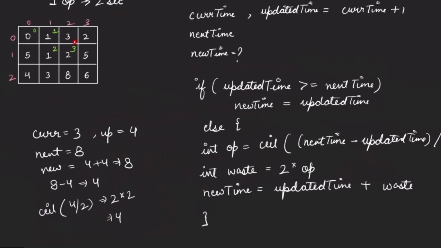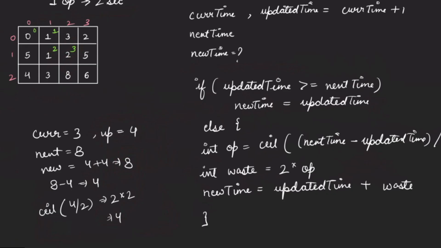So if you see here, the time was 3, right? We moved back, time became 4. We came back, time became 5. Then again we went back, time became 6. Then we came back, time became 7. And from here we went to this cell, time became 8. So this is the new time that we have calculated. So this is how we are going to solve this problem.